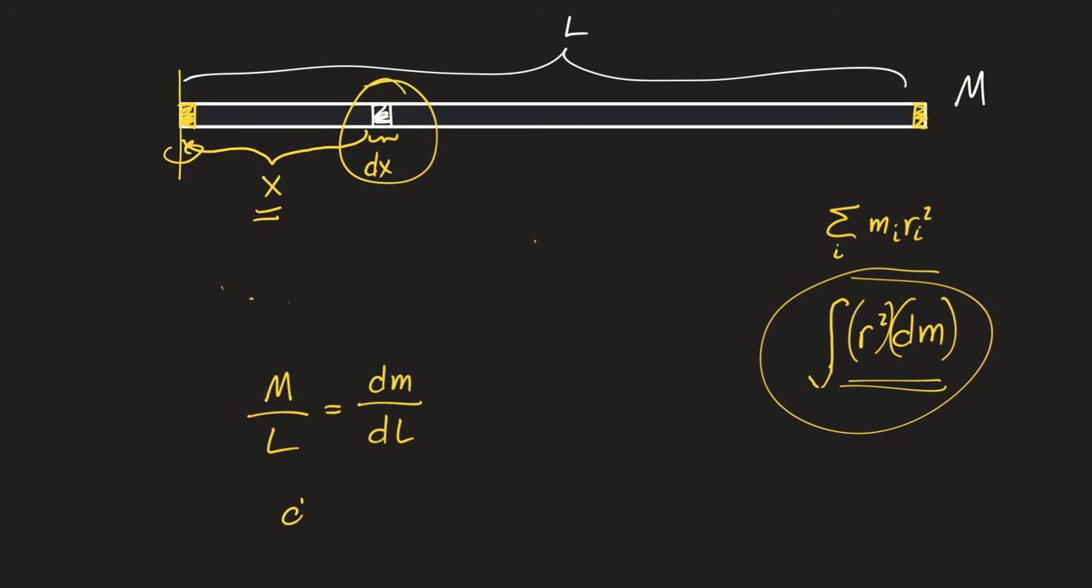Now, that means that in this formula, the mass of that piece will be dm over dx. That's how massive this piece is. Are we okay with that? So that also means dm equals m over L times dx.